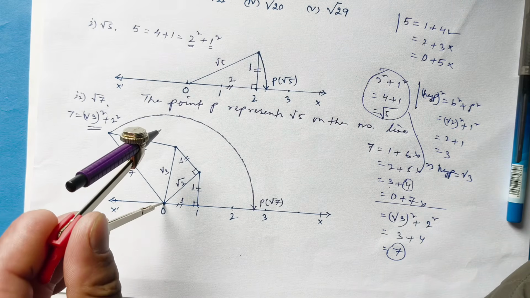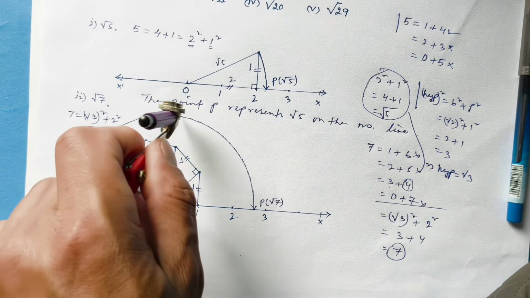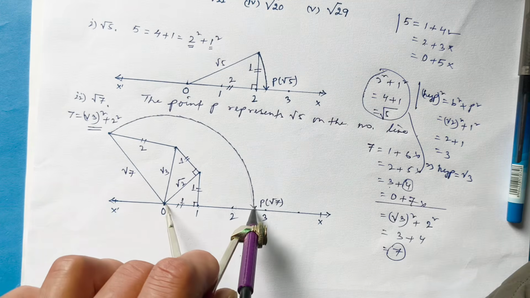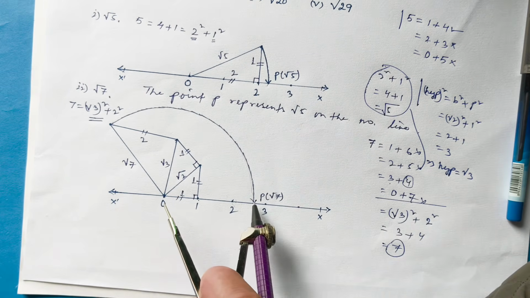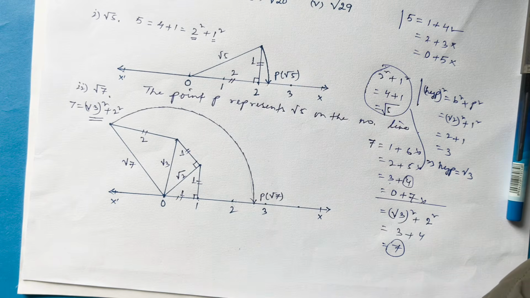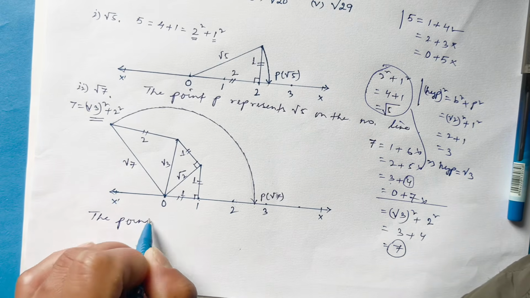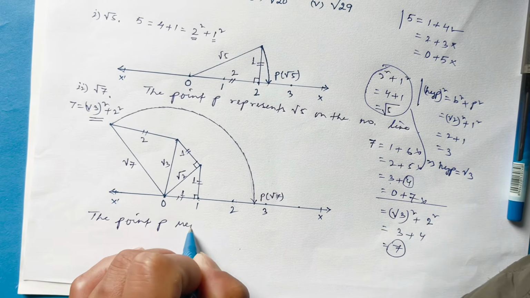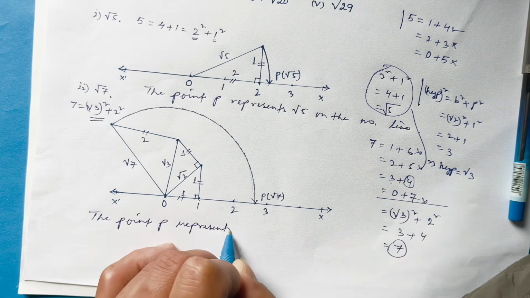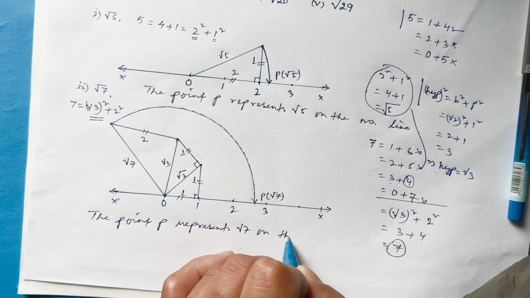Now with center O and radius root 7, let us draw an arc. This arc intersects at a point P. This P represents root 7 on the number line. Do you understand? Now let us write: the point P represents root 7 on the number line.